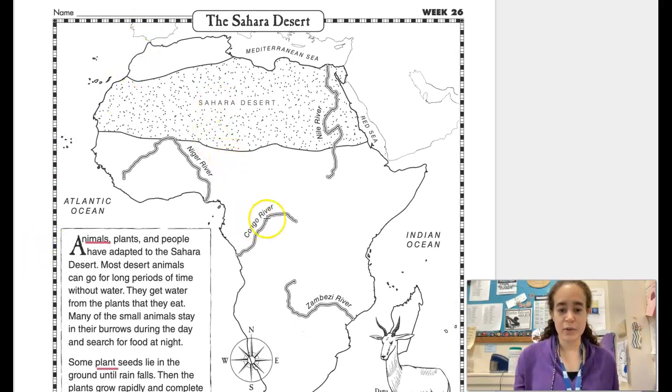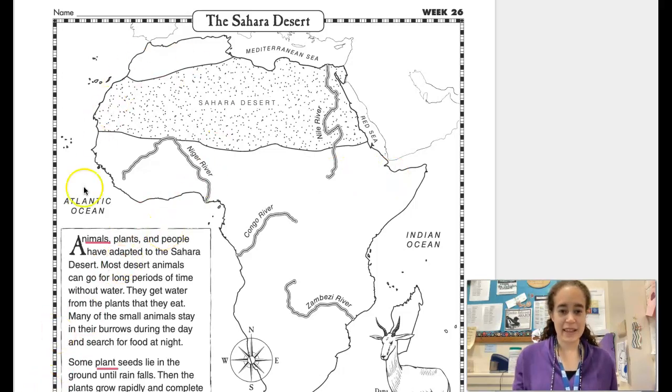We have some different rivers within Africa that are labeled besides the Nile. You also have the Atlantic Ocean and the Indian Ocean. You have the Mediterranean Sea to the north, the Red Sea to the east of the Sahara Desert. So these are bodies of water that are going to help you answer some of these questions.